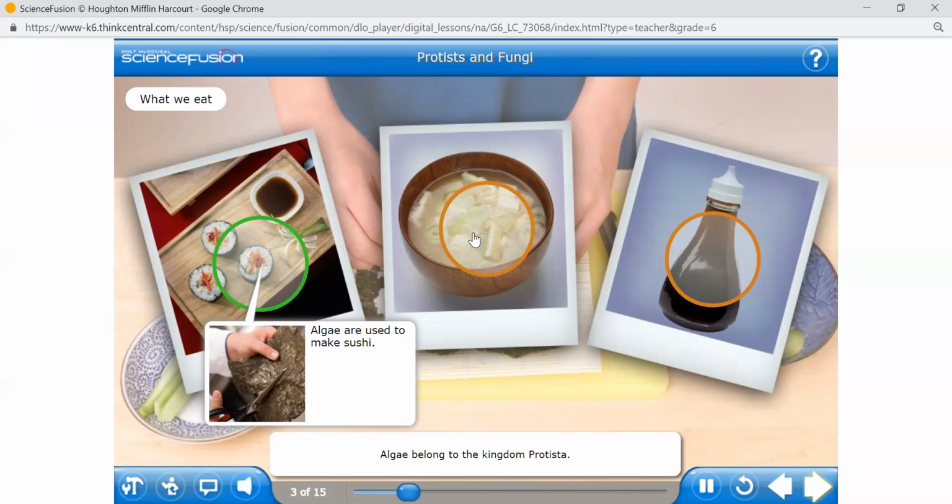Algae belong to the kingdom Protista. Nori is a red alga used to make sushi.